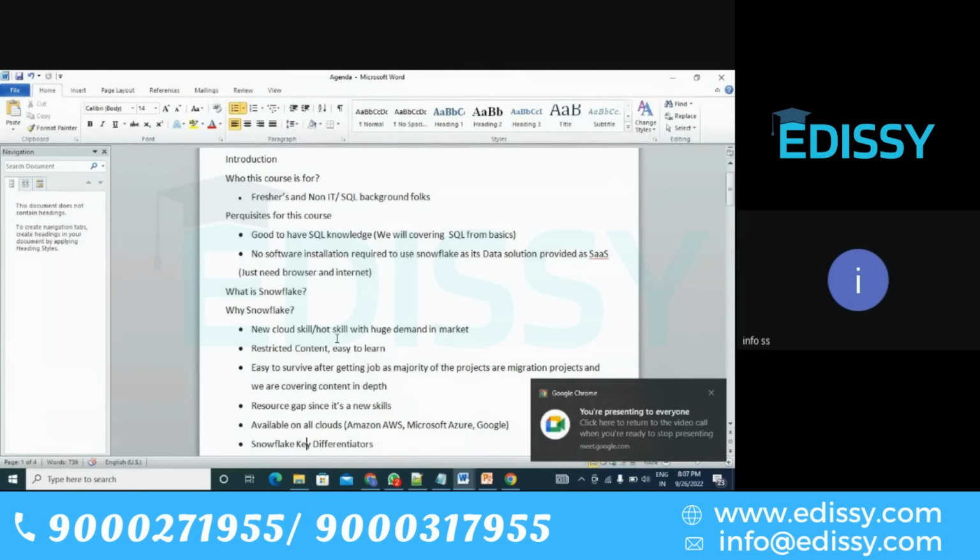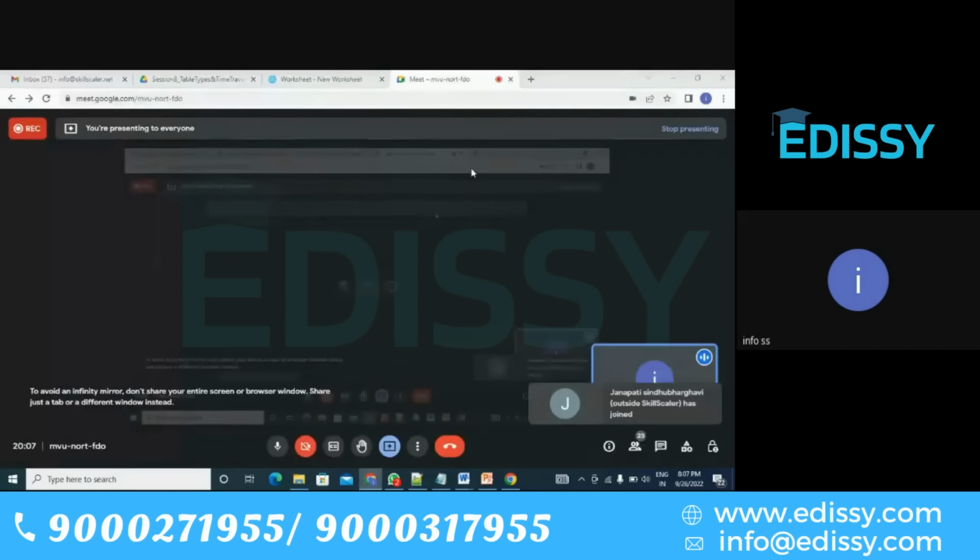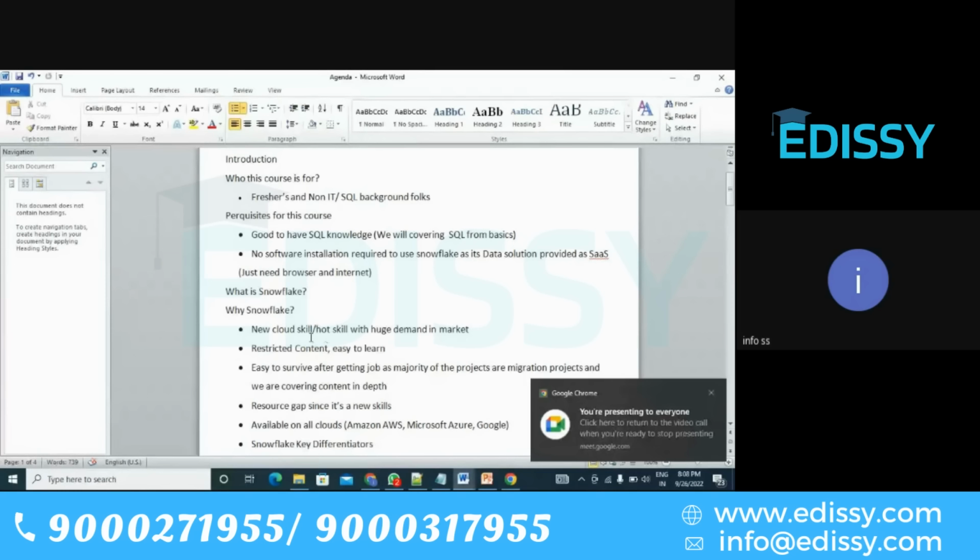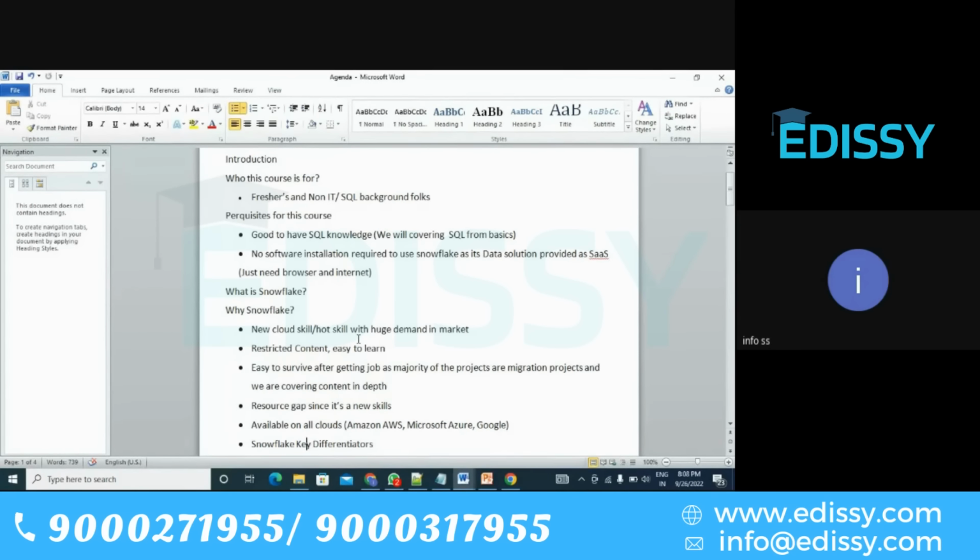If you take the hot skills available in the market right now, which have great demand, one is Salesforce, another is MuleSoft, and the third one is Snowflake. Out of these hot skills, why go for Snowflake is that it is easy to learn. Unlike the other hot skills in the market, Snowflake is very easy to learn, as the content is restricted. The content is not vast, so it will be easy to learn.